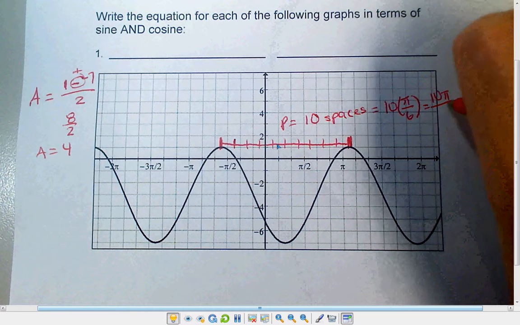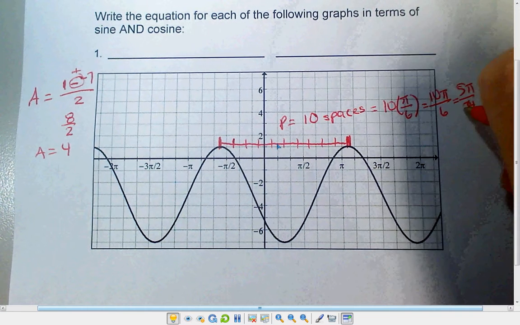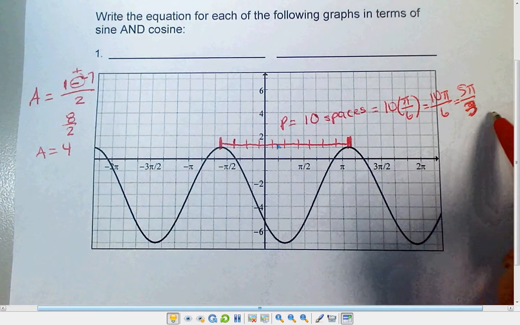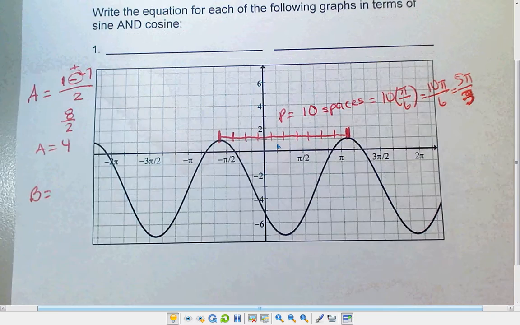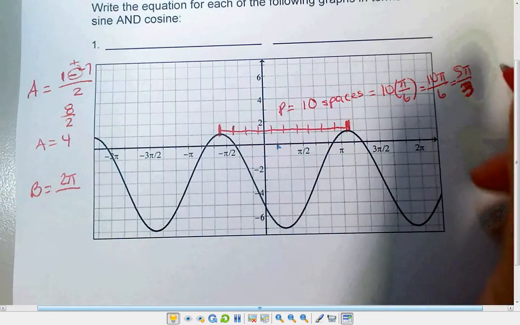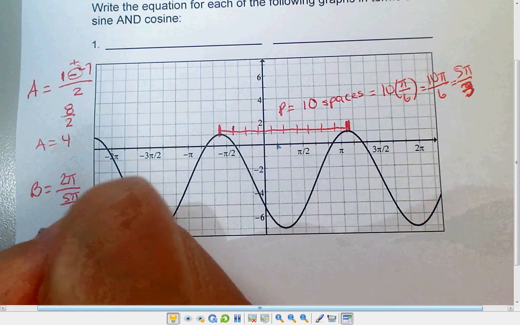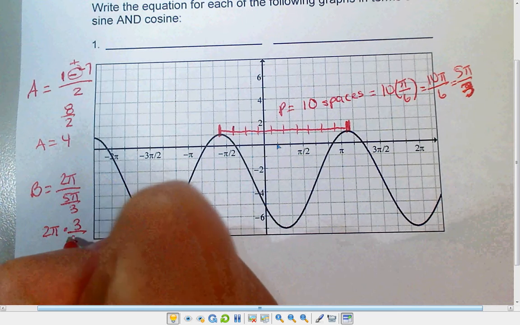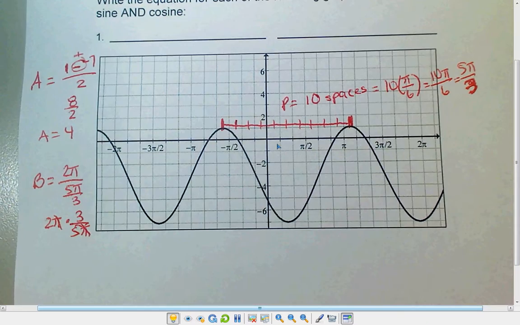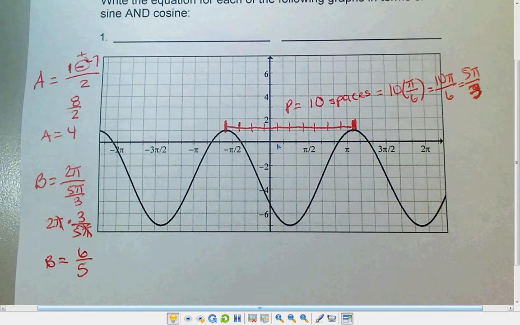10 pi over 6 we can simplify to be 5 pi over 3, excuse me, by dividing them both by 2. And then this is our period, which we're now going to take and put underneath 2 pi. So we're going to find b is 2 pi divided by our period, which is 5 pi over 3. Now we know when we divide a fraction, it's the same thing as multiplying by its reciprocal. So I'm going to flip the 5 pi over 3. The pi's cancel out, and this just gives you a b value of 2 times 3 is 6. There's still a 5 at the bottom. This is your b value.